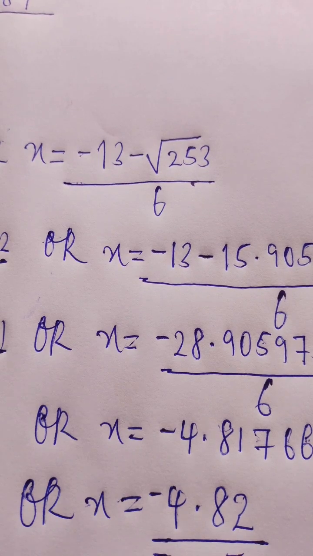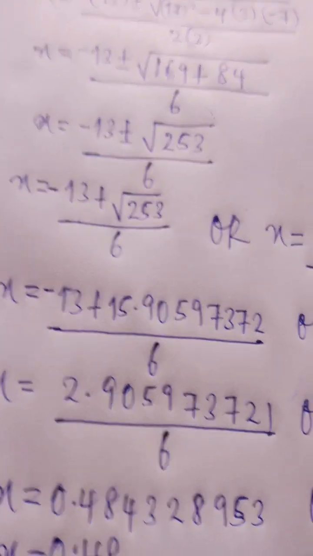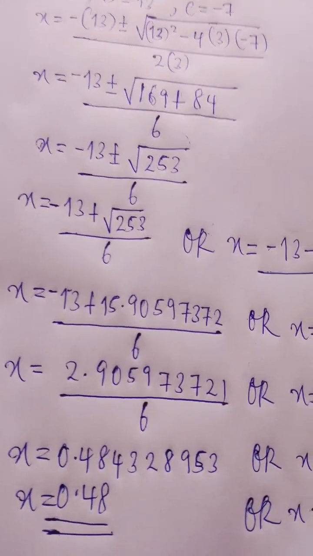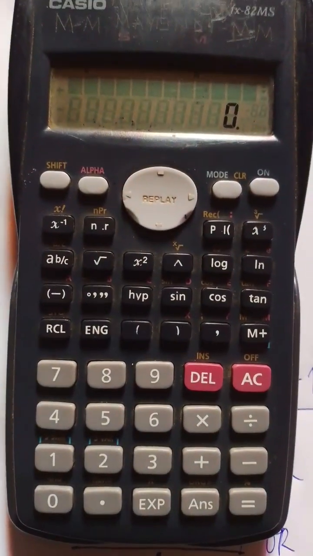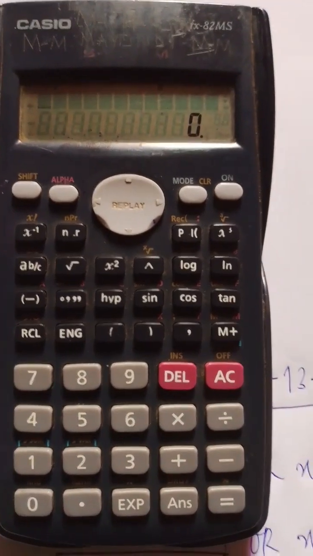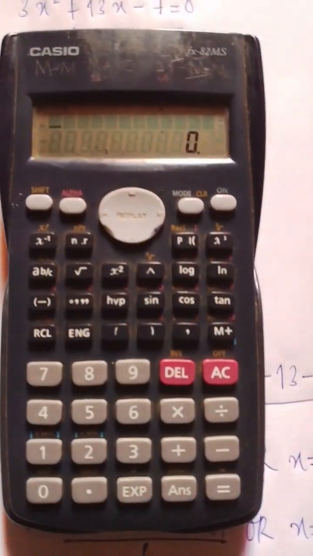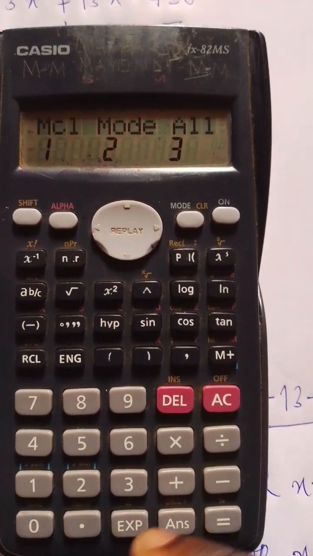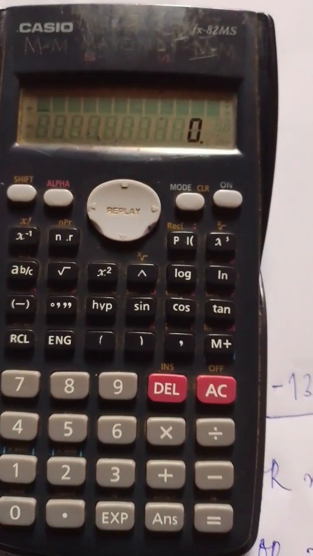Now let me show you a trick way in which you can use a calculator in order to solve this quadratic equation. So this is my calculator. So the first thing I'm going to do is to reset this calculator. So I'll place on the shift, then on the mod, and I'll place on 3, then equal sign. So I've reset my calculator.